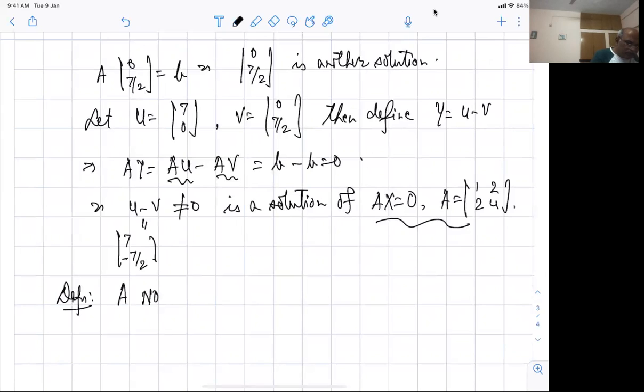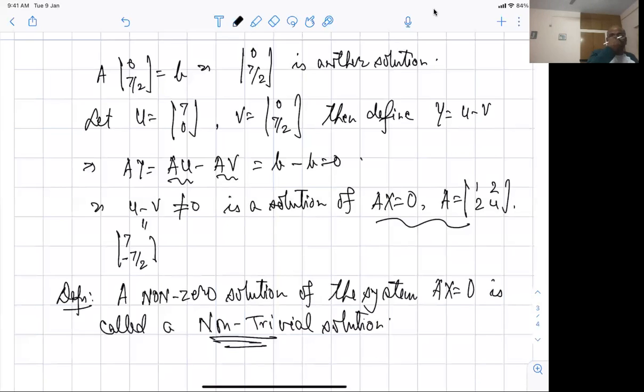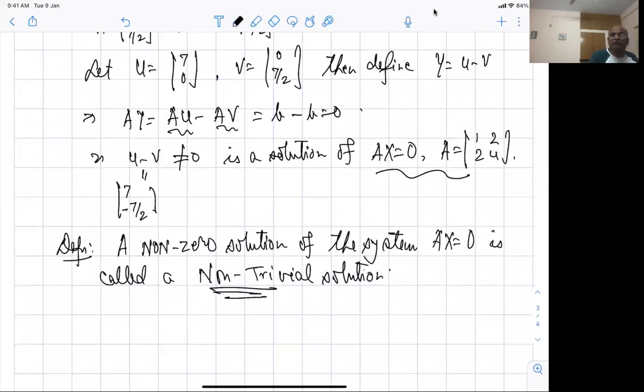A non-zero solution of the system Ax = 0 is called a non-trivial solution. Very, very important. We'll be using this word non-trivial again and again after a few lectures. So you must keep track of that part.